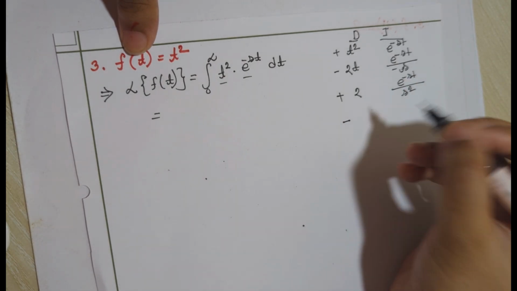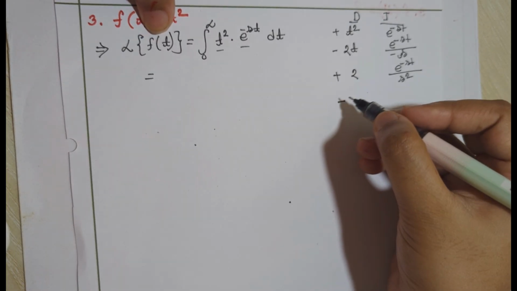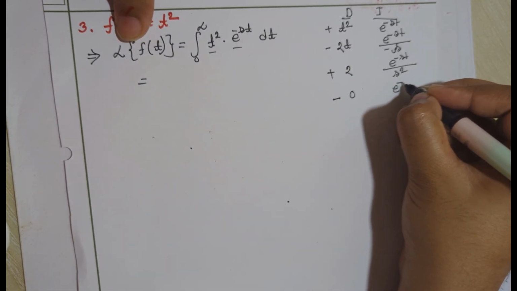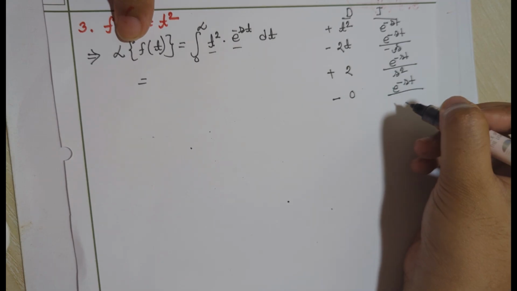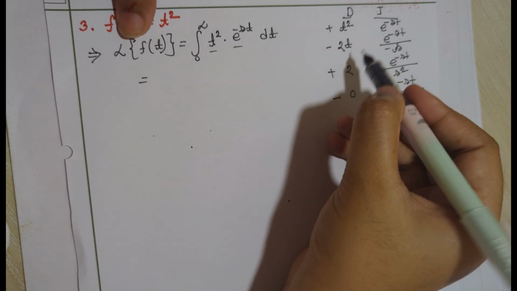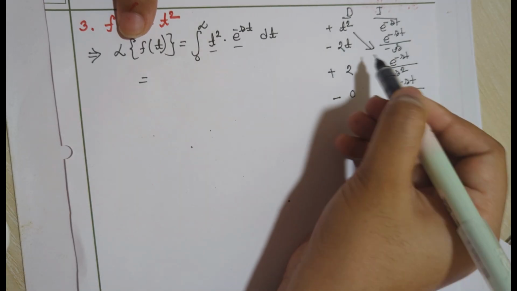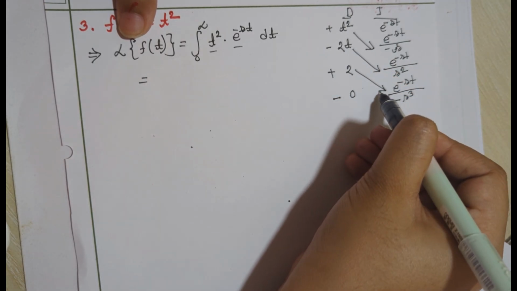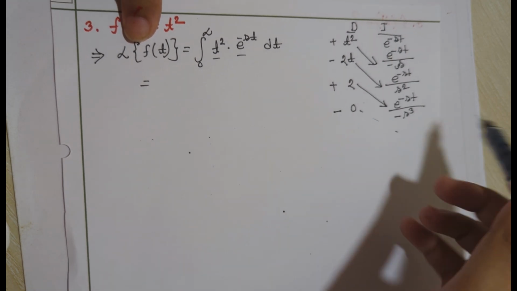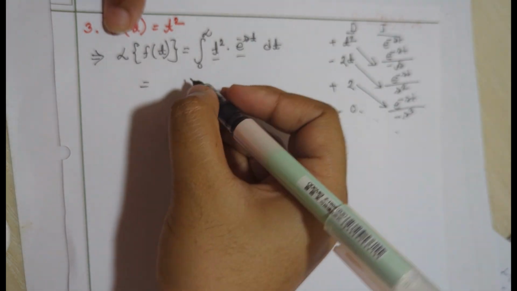And fourthly, we will differentiate this 2, we will get 0 as it is constant, and if we integrate this, we will get e to the power minus st divided by minus s into minus s into minus s, which is minus s cube. So now we will cross multiply these terms, and if we multiply 0 with something, then that will be 0. So we will multiply until this.